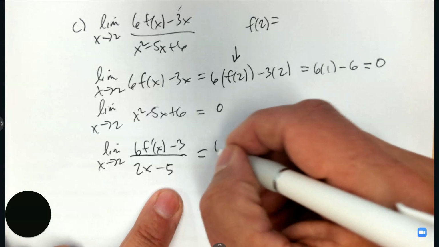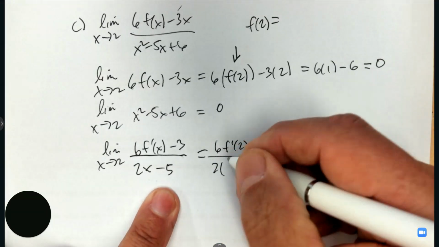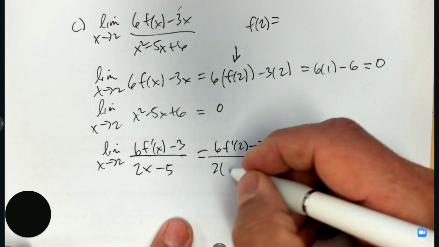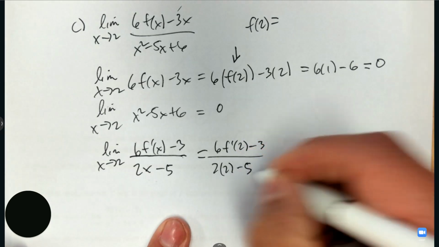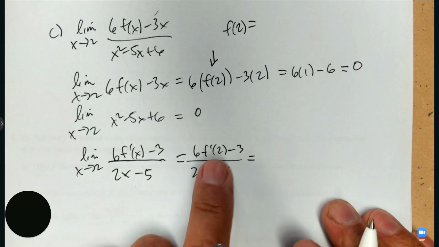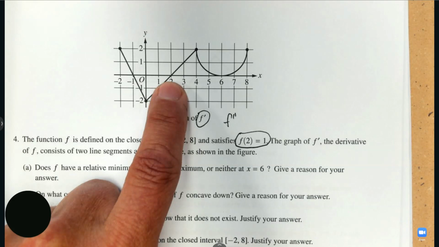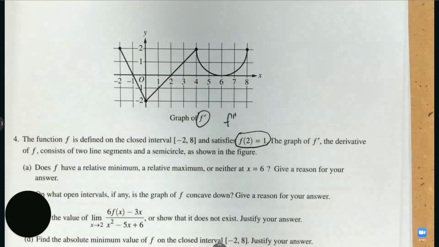So when I plug in here, I'm going to plug in 2, and I'm going to solve it. Now I know it's not undefined because the bottom is not 0. So there is an actual number answer here. So what's the derivative at 2? Look off the graph. This is a derivative graph. So at 2, what's the y-coordinate? It's 0.